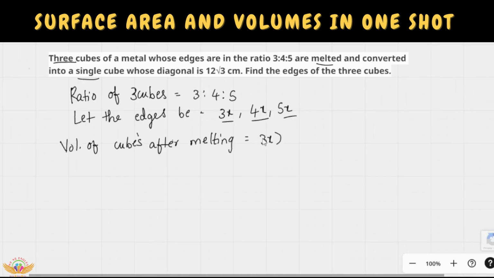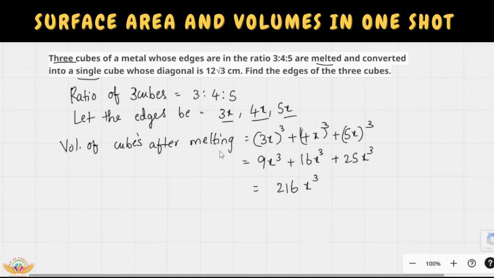So 3x whole cubed plus 4x whole cubed plus 5x whole cubed. I'm adding all the 3 cubes because they melted all the 3 cubes and made them into a single cube. That is equal to 27x cubed plus 64x cubed plus 125x cubed, which is equal to 216x cubed. Okay, done. This is our a cubed formula. So yes, a cubed is equal to this.